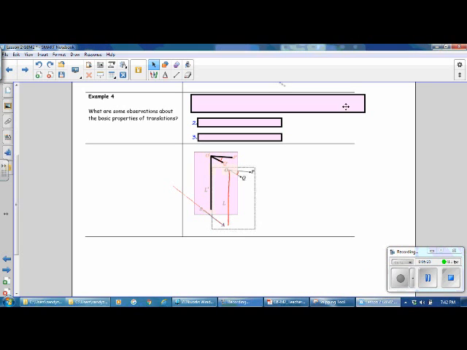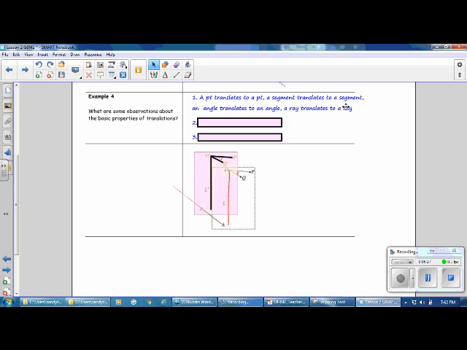So some observations about the basic properties. The first one is that a point translates to a point, a segment translates to a segment, and an angle translates to an angle. A ray translates to a ray. The second observation about the basic properties is that segment length is preserved. It is the same length in the figure as it is in the image. And the third basic property is angle measure is preserved. The measure of the angle in the image will be the same as the angle measure in the original figure.